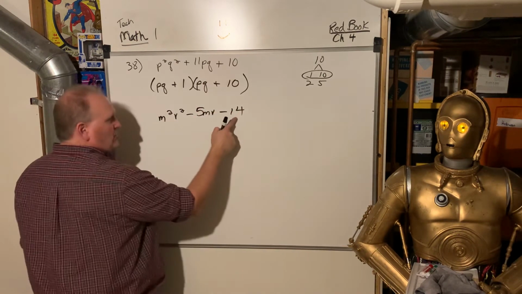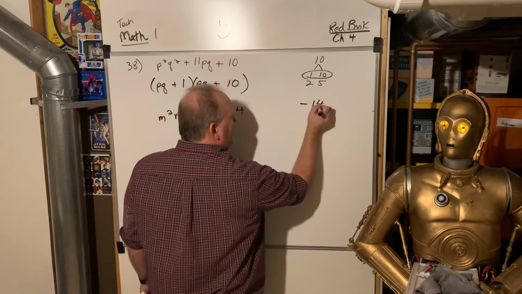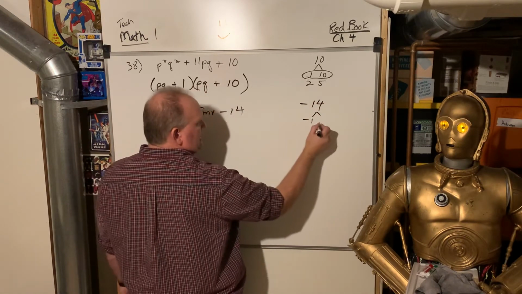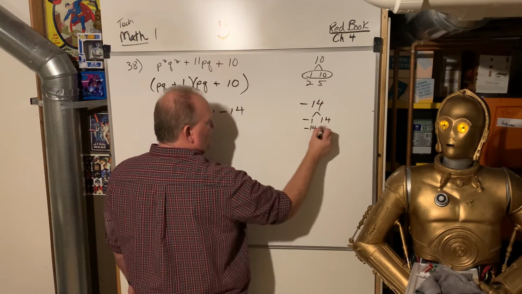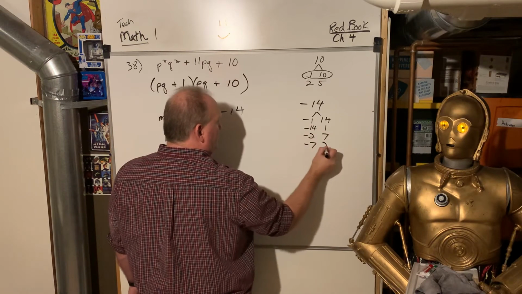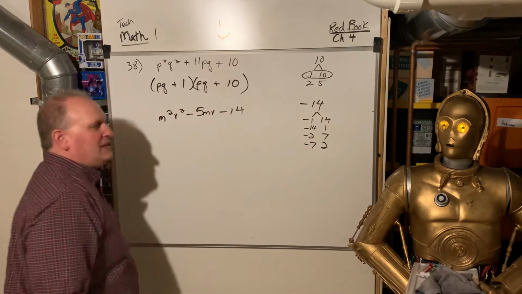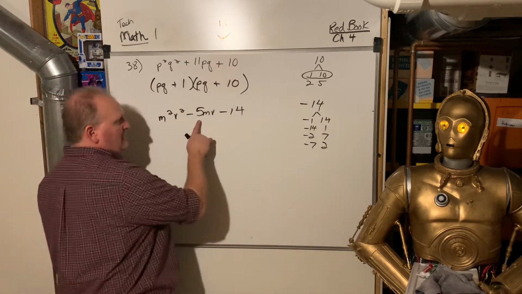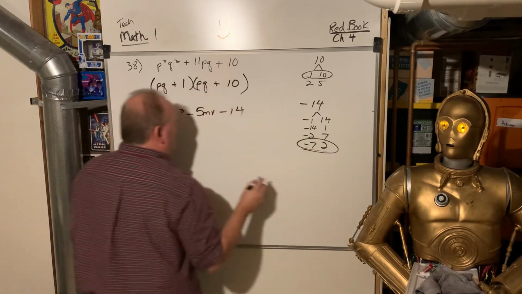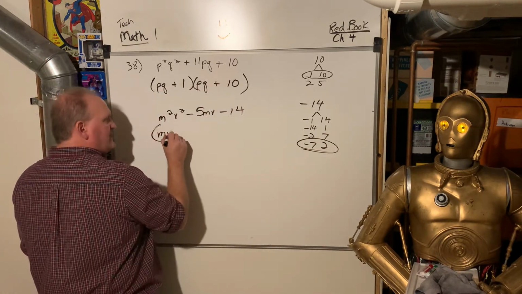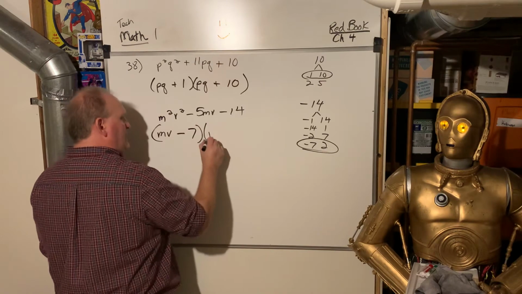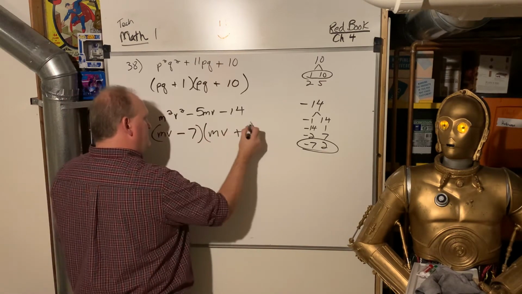We're still just going to focus on the negative 14. Everything that multiplies to be negative 14, negative 1 and 14, negative 14 and 1, negative 2 and 7, negative 7 and 2. That's everything that multiplies to be negative 14. Only one of them adds up to be negative 5. So we have mv minus 7 and mv plus 2.